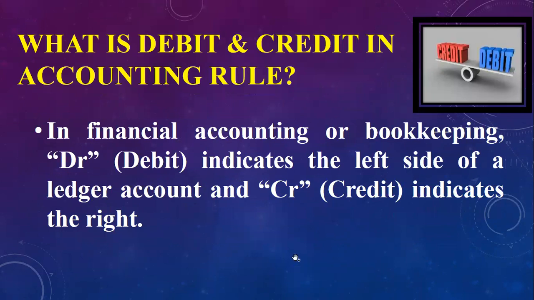What is debit and credit in accounting rule? Basically in financial accounting or whenever you are doing bookkeeping, bookkeeping means you are maintaining your records, you are writing your values on debit and credit sides. Clear? So whenever you're writing your values on the debit and credit side, your debit side indicates your left side and credit side indicates your right side. So you must remember your debitor should be on the left and your creditor should be on the right. Clear?